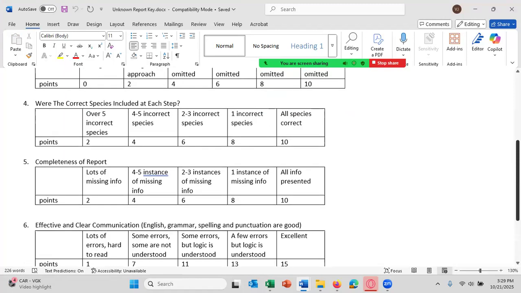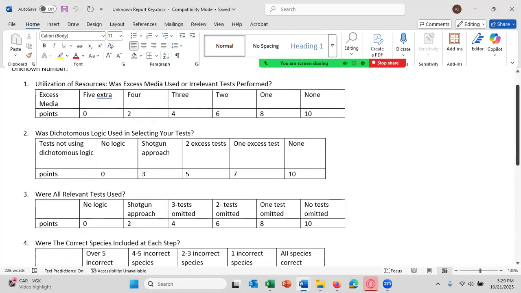Next is the utilization of resources, appropriately, meaning were all tests correct. You didn't have an irrelevant test performed. It's 10 out of 10. If one test didn't help you at all when you requested it, you get 8 out of 10. Two tests, 6 out of 10, etc.